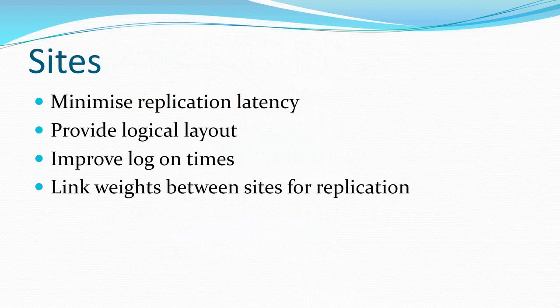If I'm logging on in Melbourne, my Melbourne users will automatically try to authenticate to the Melbourne site, which gives a better logon time. They won't try to go up to Brisbane, because we're going to have higher latency and possibly timeouts for that. It also gives a better representation of the actual physical layout. And for replicating as well, you can weight the links to say this is a slow link, this is a fast link, and it will help with the replication.